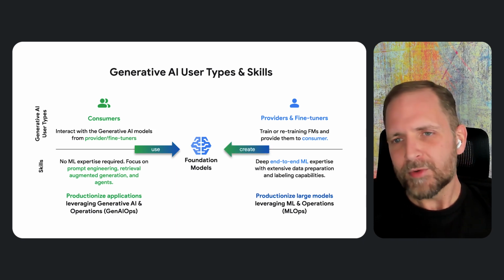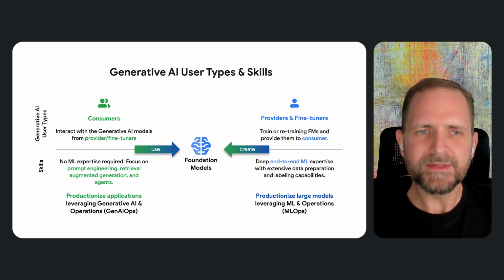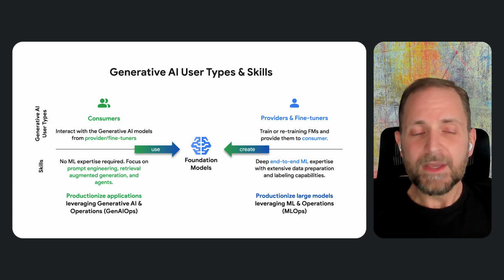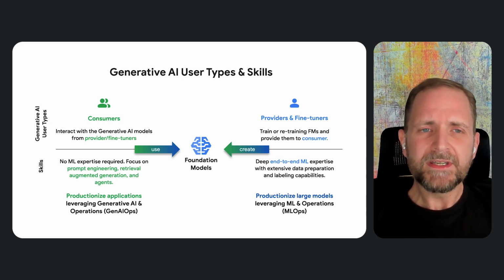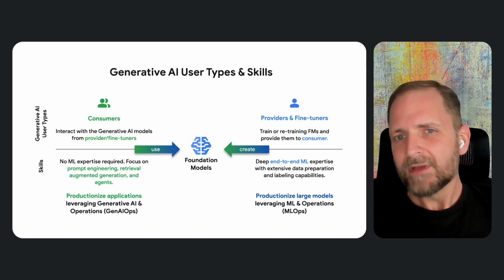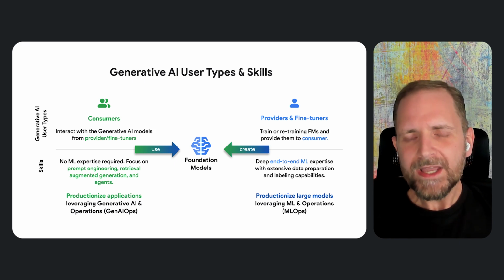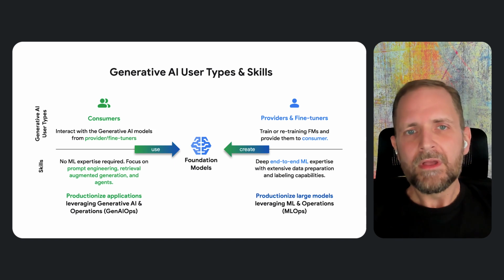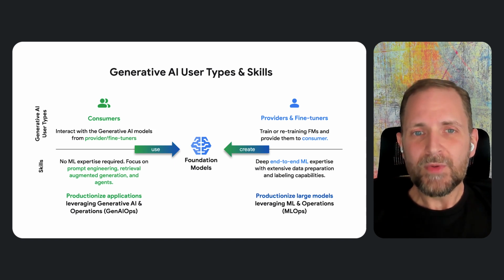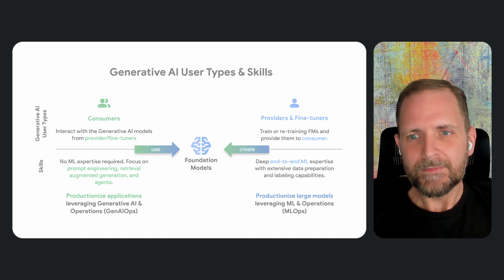On the other side, we have providers and fine tuners who used to train models, right? Either from scratch or retraining the models based on different algorithms that we will see another time. The consumers need mostly to focus on prompt engineering, context retrieval, and agents, as we will see later on. Why do I introduce you to this? Because the providers and fine tuners need to follow the MLOps practices as we described already. But for consumers now, we have the practice of generative AI and operations, or GenAIOps, that they need to use in order to productionize their applications.